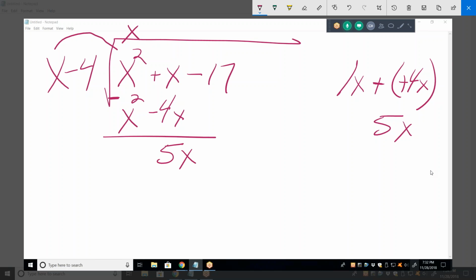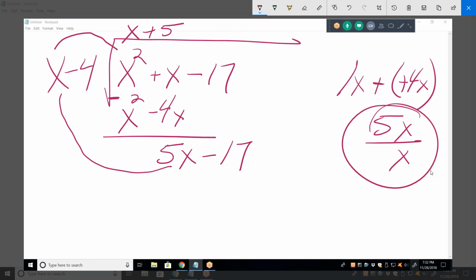Now you bring down the next term, just like you always used to with regular long division. And you repeat as many times as is necessary. If this was x to the 9th, then we would repeat it 9 times. In this case, now I'm going to divide that into that. What do I get? You get just plus 5. I'm dividing 5x by x.